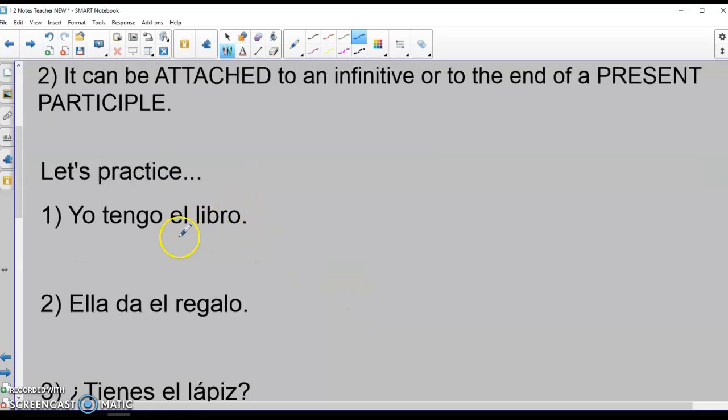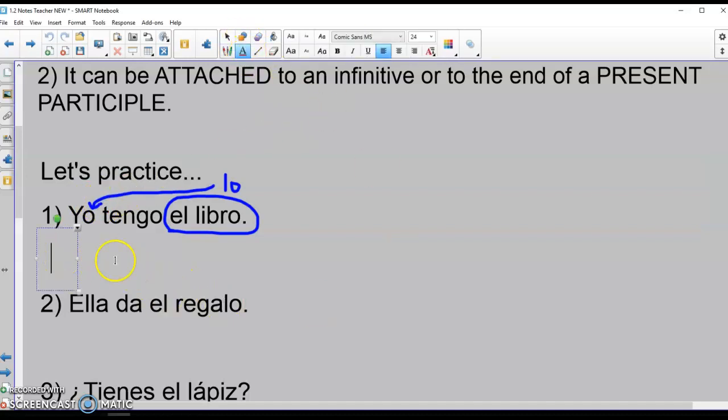Okay, so yo tengo el libro. This is what I'm replacing. So I'm going to use lo to replace el libro since it's singular and masculine. And when I rewrite the sentence, it's going to go before tengo because that's my conjugated verb in the sentence. So when I rewrite that, I'm going to write yo lo tengo.